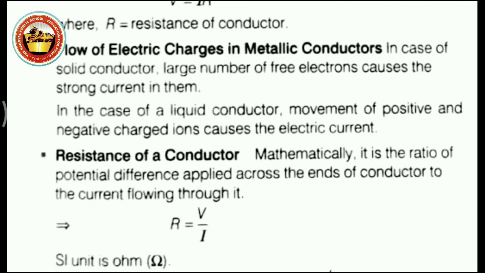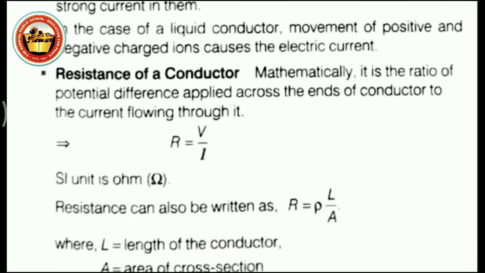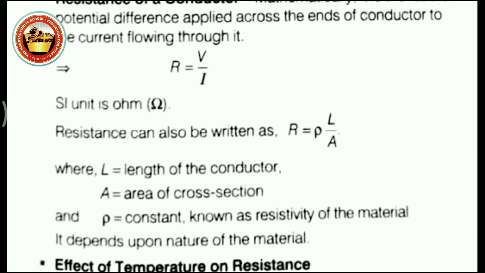Flow of electric charges in metallic conductors. In a solid conductor, a large number of free electrons causes the strong current in them. In a liquid conductor, movement of positive and negative charged ions causes the electric current. Resistance of a conductor: mathematically, it is the ratio of potential difference applied across the ends of the conductor to the current flowing through it. R is equal to V by I. The SI unit of resistance is ohm.